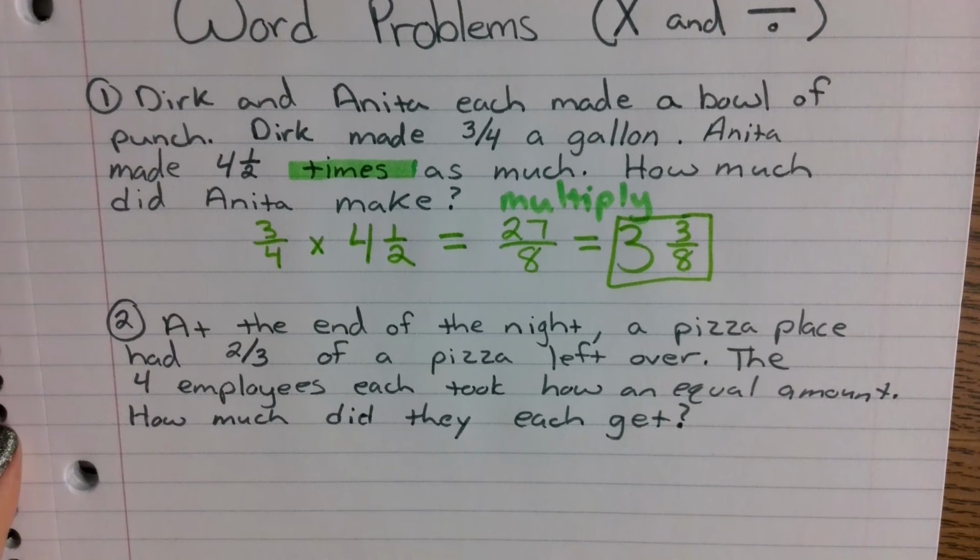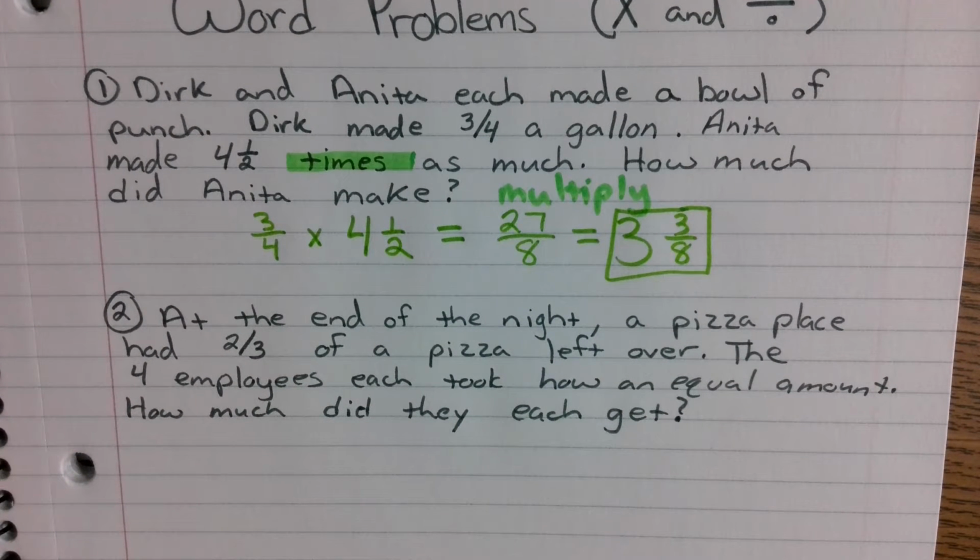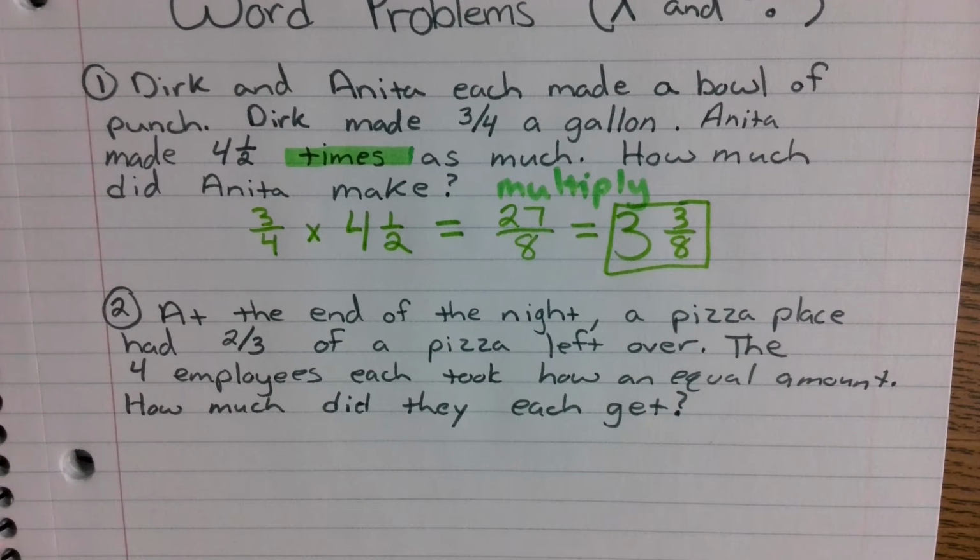All right, at the end of the night, a pizza place had 2/3 of a pizza left over. The 4 employees each took home an equal amount. How much did they each get? What are we going to do in a problem like this? What operation are we performing here?